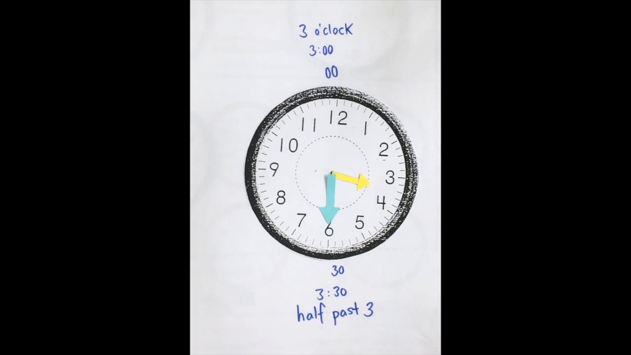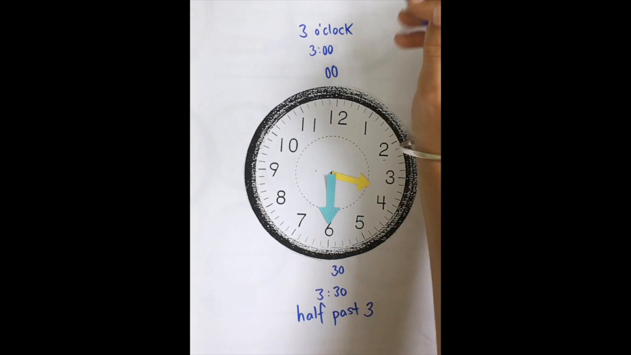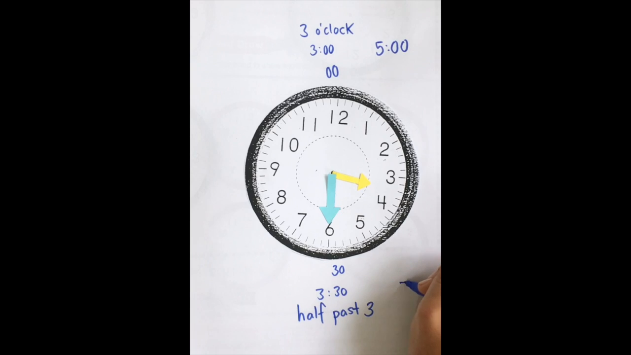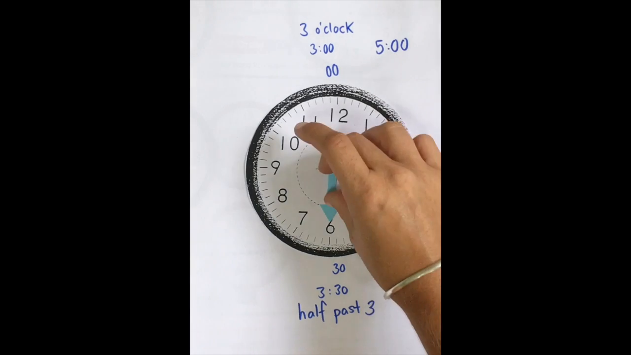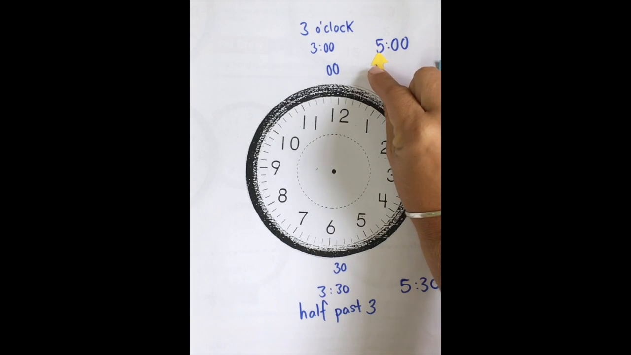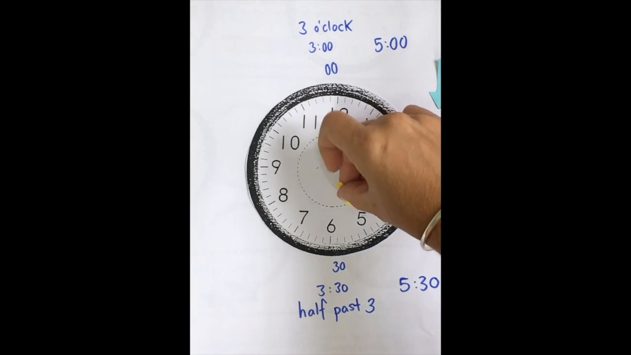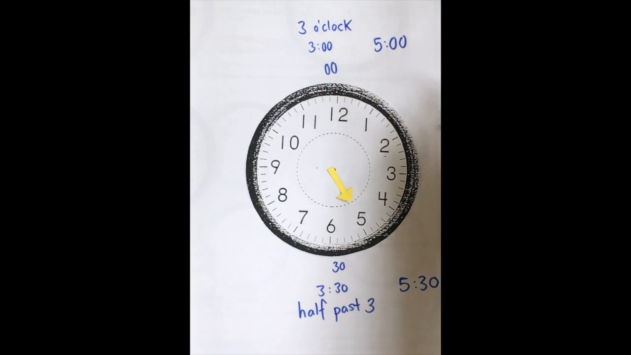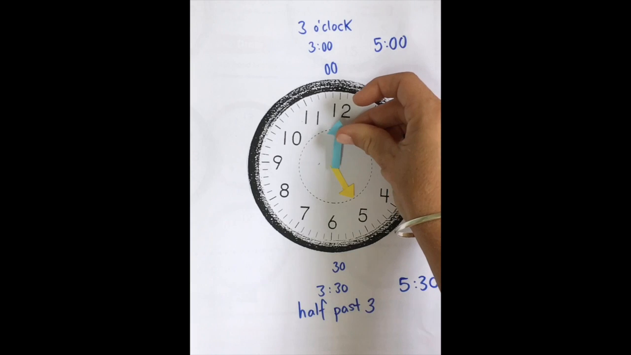Let's have a look at another time. Let's try the time 5 o'clock, and then also 5:30. So let's start with 5 o'clock. Let's get an hour hand. What's the hour? 5. So it's going to point to the 5 on the clock. And the minute, 00, where does that point to? Can you remember? Great job. That's going to point all the way up to the 12.